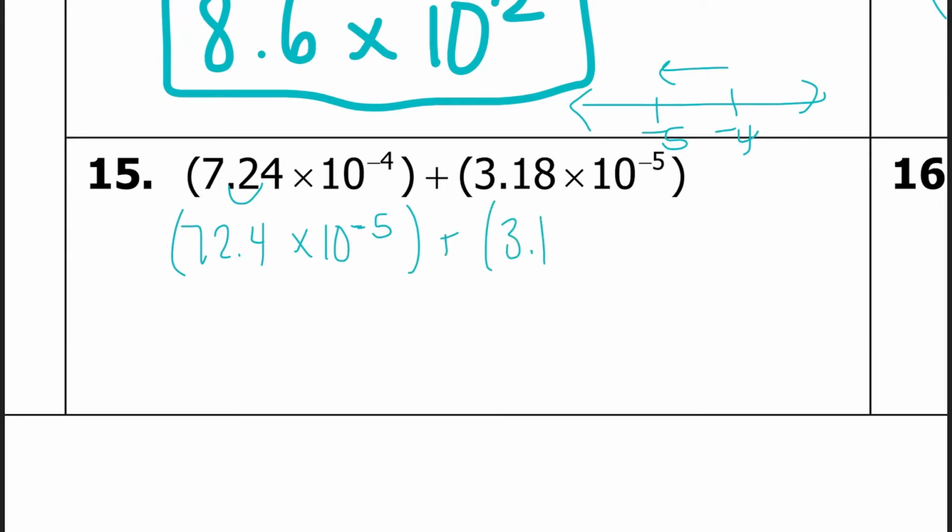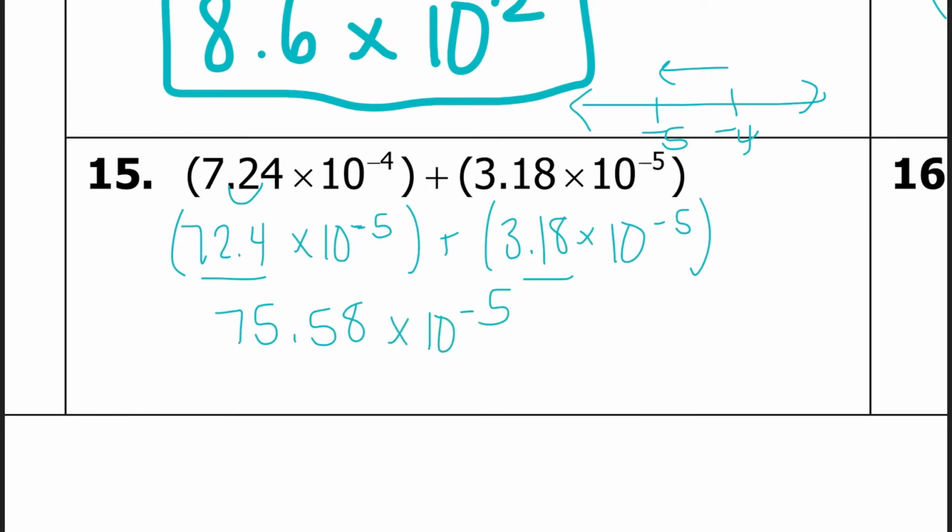If you did it the other way, that's okay. Hold tight. We'll see your answer at the end. Now I can add these. 72.4 plus 3.18 is 75.58 times 10 to the negative fifth.